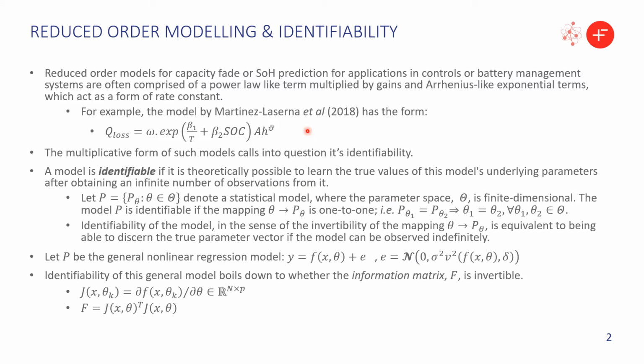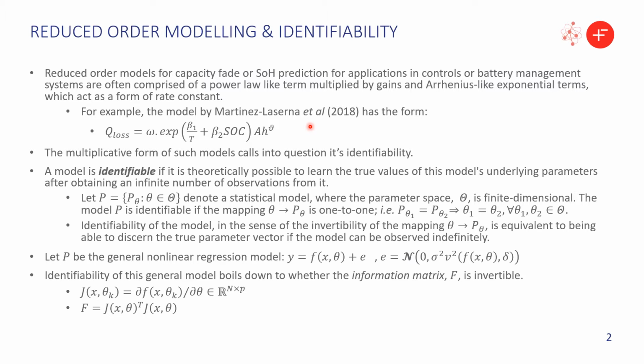There are four parameters in this model that need to be estimated from the data: a gain, omega, the power law index theta, and in this exponential Arrhenius-like term, there are two parameters, beta 1 and beta 2, again, which need to be estimated from the data. The issue with such models, although they're physically motivated, is that their multiplicative form makes them difficult to identify.